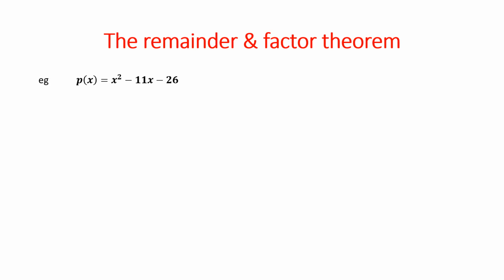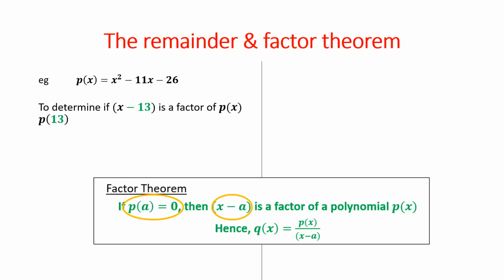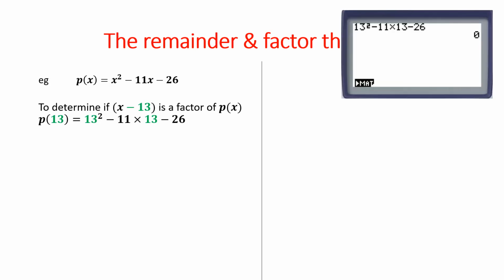Here's our polynomial, p of x is equal to x squared minus 11x minus 26. We're going to determine if x minus 13 is a factor of the polynomial. We're going to substitute in 13 into the polynomial. Remember, the factor theorem says if x minus a is a factor, then we substitute in a to get 0. Substituting in 13 gives 13 squared minus 11 times 13 minus 26, and I get a value of 0, which shows us that x minus 13 is a factor of the polynomial.